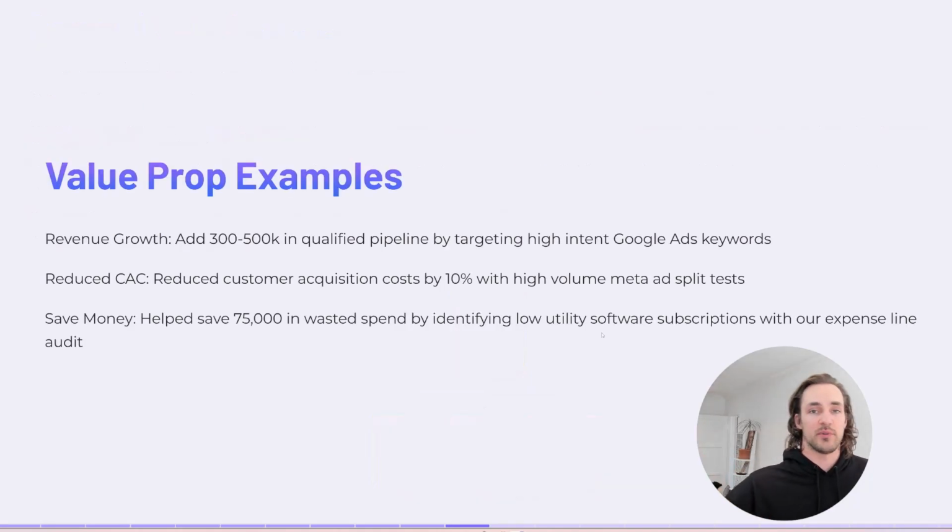So here's a couple examples of value props and how you want to think about it. If you're talking about adding more revenue, we'll add 300 to 500K in qualified pipeline by targeting high intent Google Ads keywords. We'll reduce your cost of customer acquisition, so we'll reduce customer acquisition costs by 10% with high volume Meta ad split tests. Or something like, if you want to save them money, we can help you save $75,000 in wasted spend by identifying low utility software subscriptions with our expense line audit.